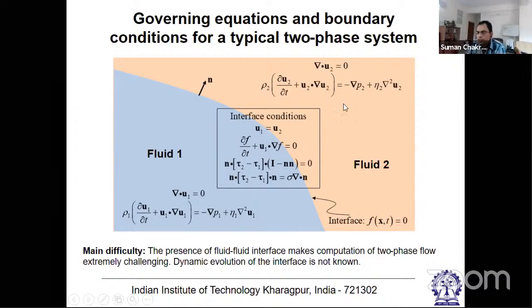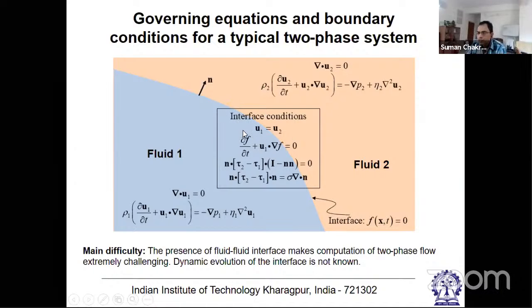So in such simplified conditions, these are the Navier-Stokes equations which are written in the two phases 1 and 2. If there are more complexities, those will be added through more terms in the governing equations. That is not the focus of discussion here. What is an important focus of the discussion is how do you consider the physical phenomenon at the interface.